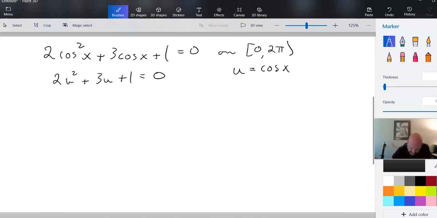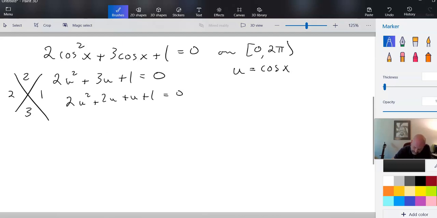And we can factor this out. Let's see, how is this going to factor here? Yeah, I'll go through the whole process. I was debating on whether I just wanted to write down the factorization or work it out. So it should be 2 and 1 there. So that means I'm breaking it down to 2u squared plus 2u plus u plus 1. Right? And we'll split here.